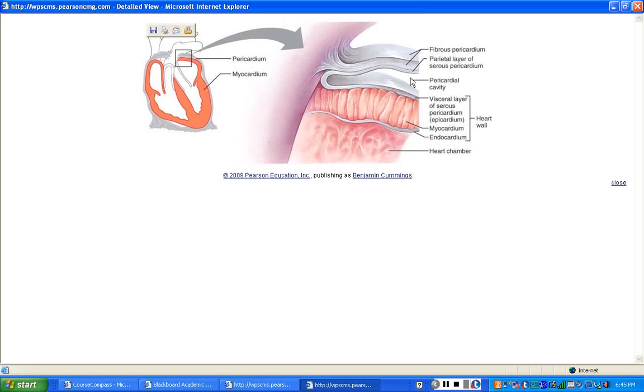You ever talk about it in Dr. Kim's class? Cardiac tamponade. It was a bad joke.